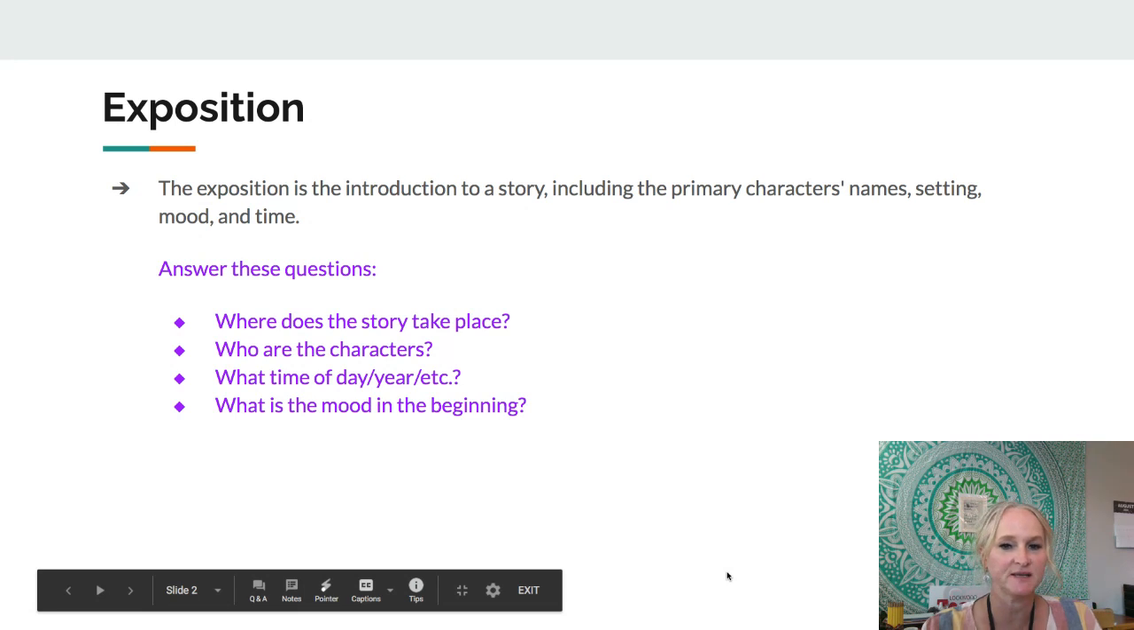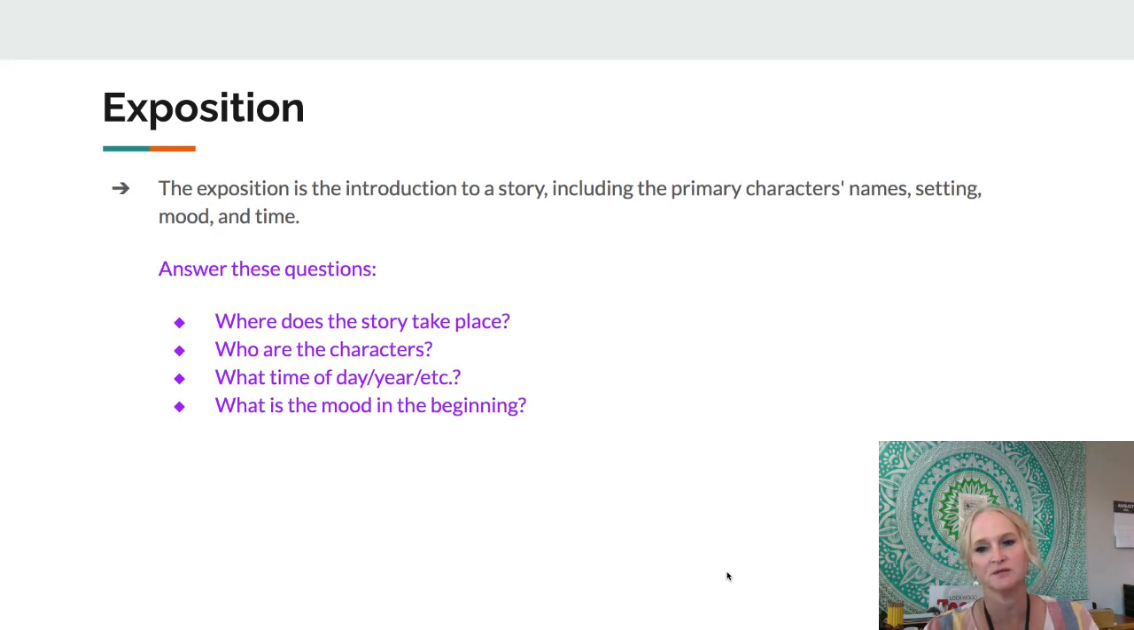All right, the first thing is exposition. The exposition is the introduction to the story. It includes the primary characters' names, the setting, the mood, and the time. The setting is where it is located. The mood is: is it happy, joyful? Is it like starting out at a party? Is it sad, kind of somber times? The mood just depends on what's happening at the time.